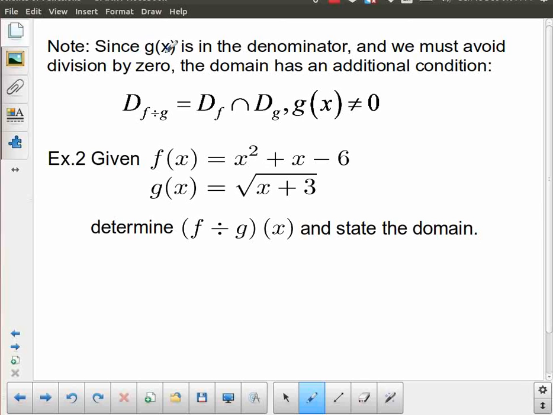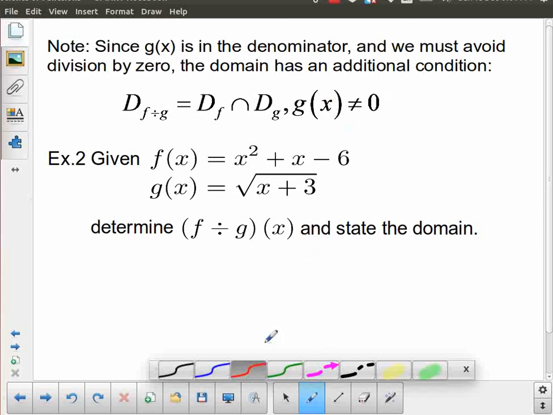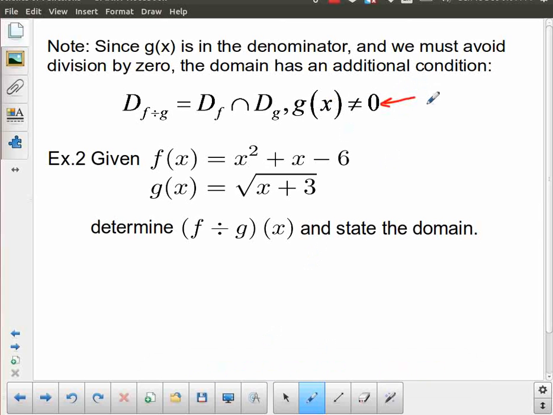Since g of x is in the denominator, we have to avoid division by 0. So when we do our domain of the combined function, in this case the quotient, it's the intersection of the domain of f with the domain of g. I take the intersection of those two domains, but then I also ensure that g of x is never equal to 0. And when I say g of x is never equal to 0, I am referring to the y coordinate in the definition of g. We can't have any y coordinate equal to 0.